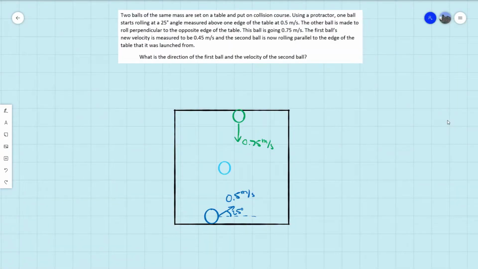It's now going off in some direction. We don't know which direction, but we know that it's going 0.45 meters per second. And then our second one, I don't have another green. Alright, this one's gonna be pink. This one is now going this way at an unknown velocity. So I'm just gonna point it in this direction. I have no idea if that's the way it's actually gonna go. And this is at 0.75 meters per second, and this is an unknown theta.